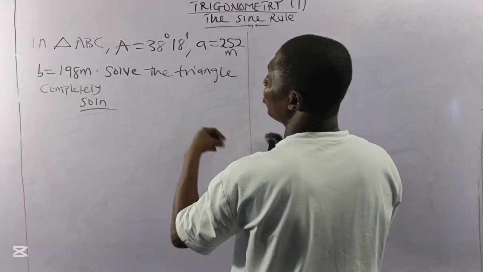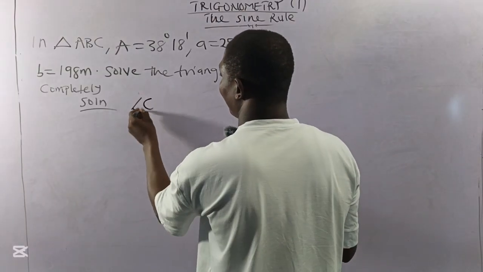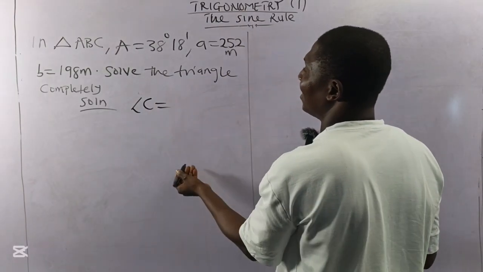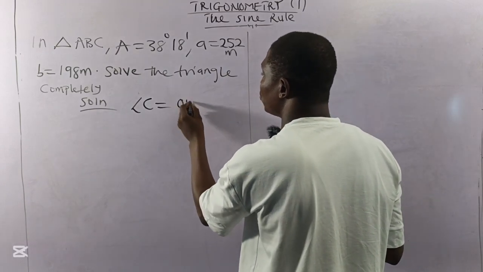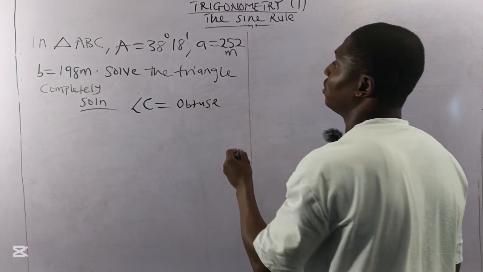So therefore, our angle C will be greater than what? It will be an obtuse triangle. Let me use the word. Why?